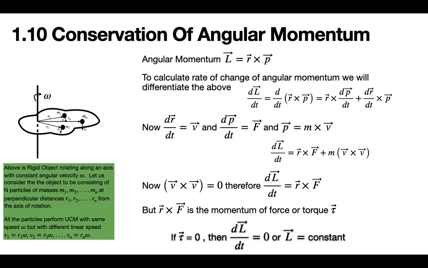Okay. So if tau is equal to 0, then we can say dL by dt is equal to 0. Therefore, we can say L is constant, because the derivative of any constant is equal to 0. So essentially, that proves the conservation of angular momentum.